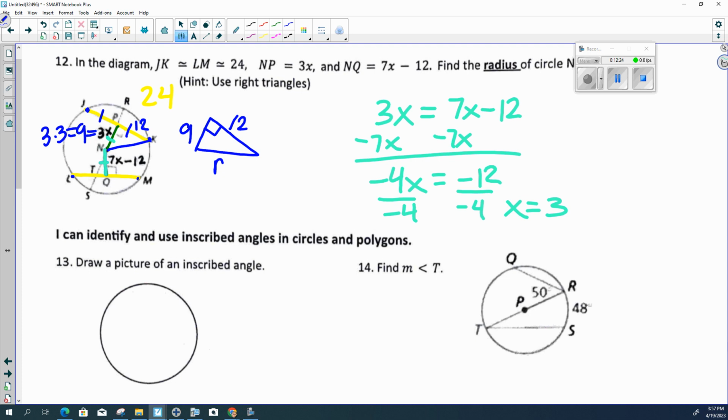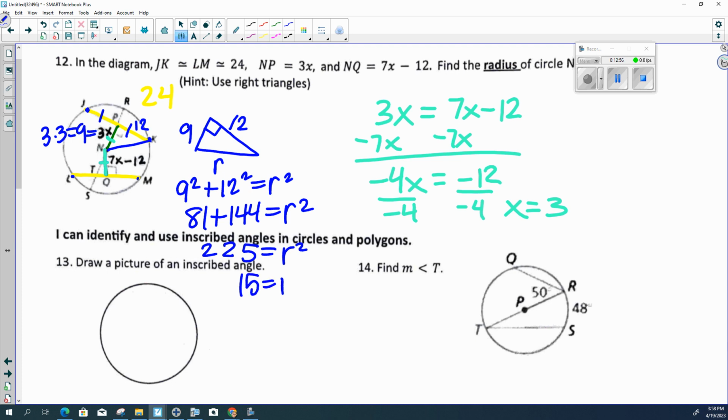All right, now I can use the Pythagorean theorem. 9 squared plus 12 squared equals the radius squared. 81 plus 144 equals the radius squared. I'm running out of room. I'll just write it down here. Okay, so to find the radius, I'm going to take the square root of that 225. So 15 equals the radius.